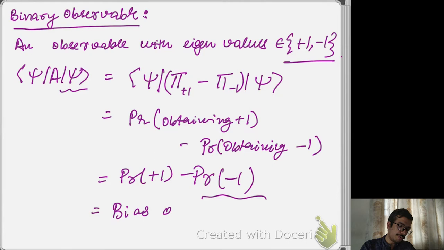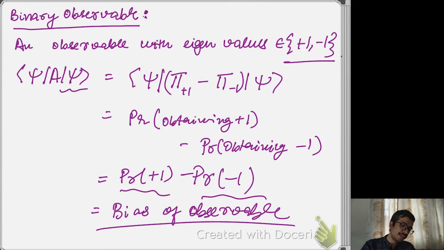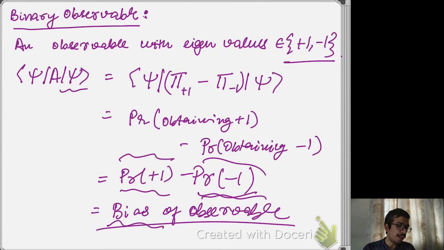So bias is the excess of the probability of plus 1 over the probability of minus 1. Here we will actually see that when we are analyzing quantum non-local games, this idea of bias is quite important. And for binary observables, it can also be written as the expectation of this observable. So here the expectation is the same as the bias.